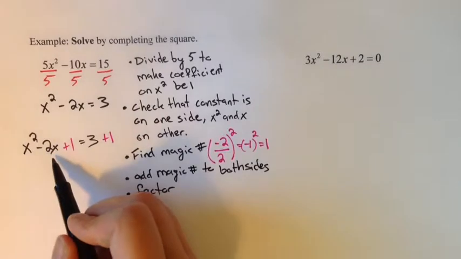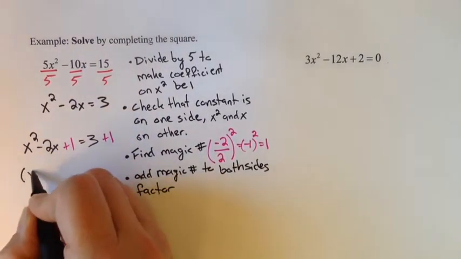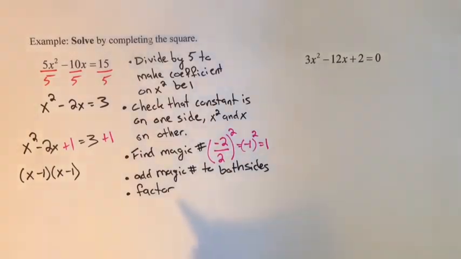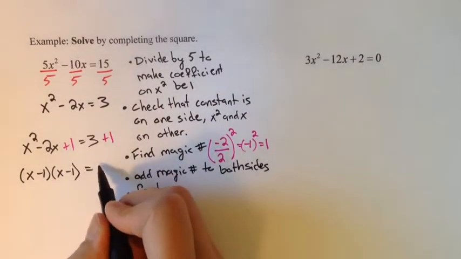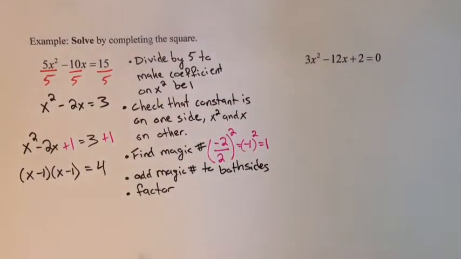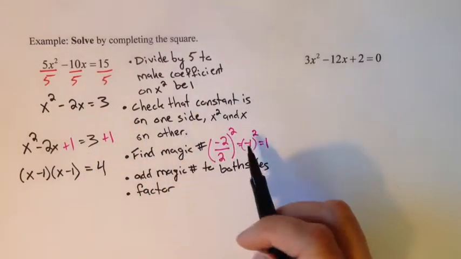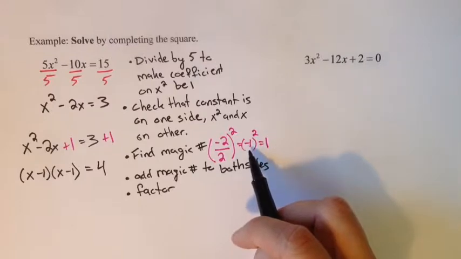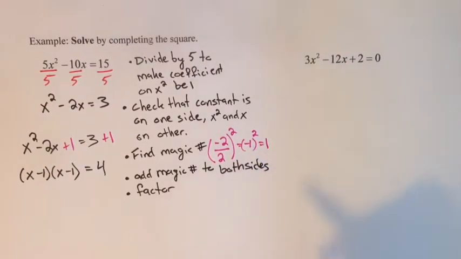Now I factor the left-hand side of my equation. X squared minus 2x plus 1 factors as x minus 1 multiplied by itself, x minus 1. And on the right-hand side, I have a 4. By the way, if you notice that this minus 1 is the same as what I got when I took b and divided by 2, you're not wrong. That pattern is always going to hold true.